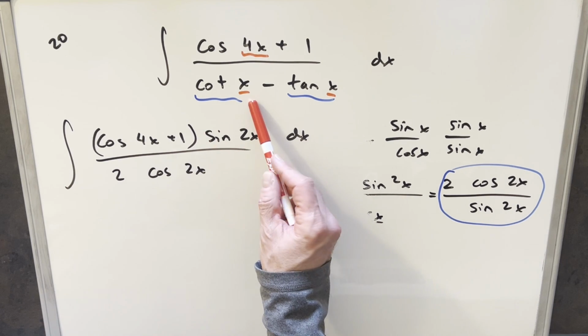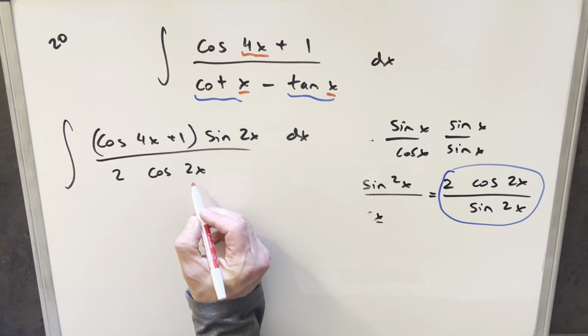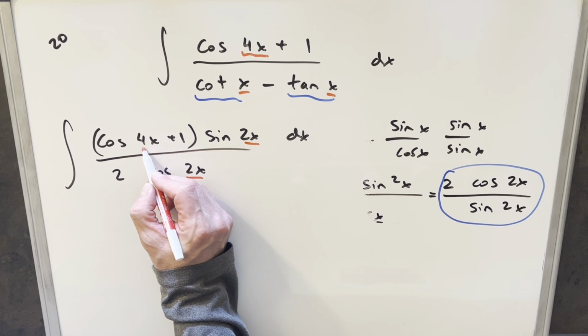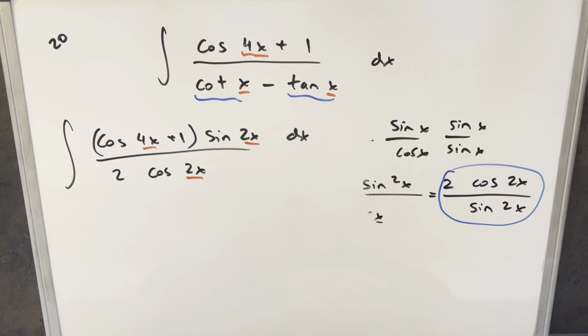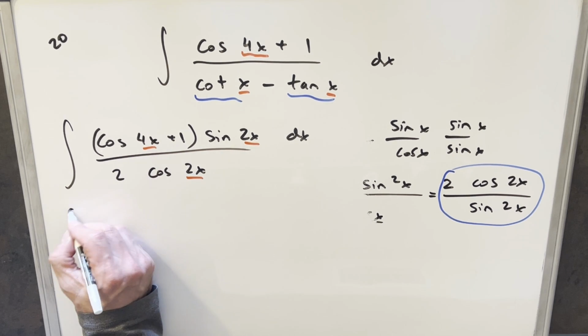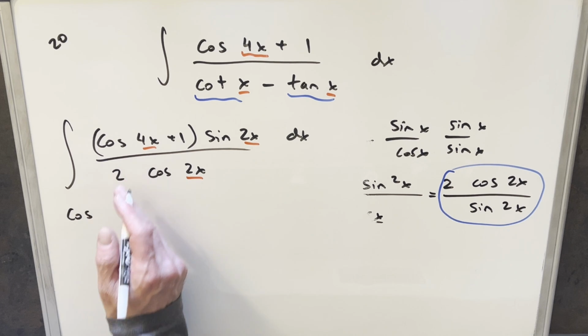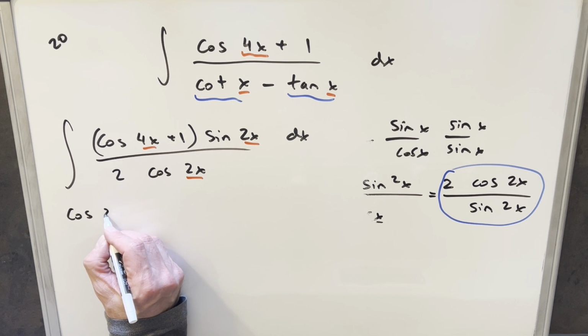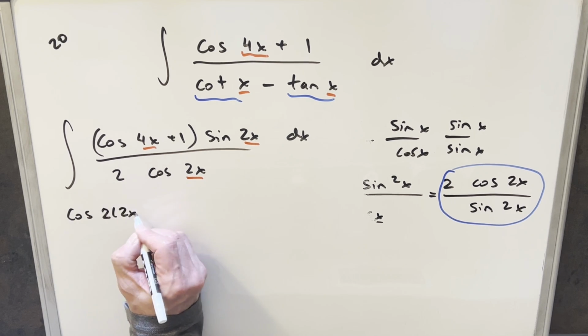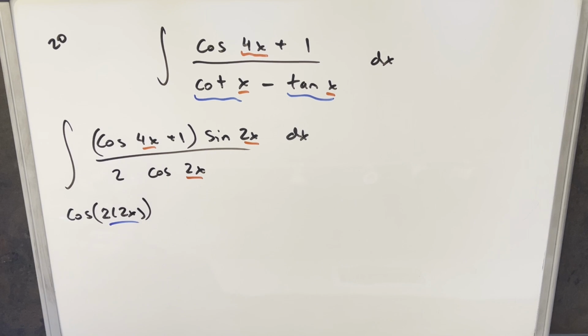But now, like I mentioned in the beginning, we want our angles to be all the same. We still have a problem here because we've got 2x, 2x, and this is 4x. So let's just focus on that cosine 4x. Instead of cosine 4x, what I can do is write it like 2 times 2x. The reason for doing it this way is because I want to use the double angle formula for cosine, with the input being 2x.